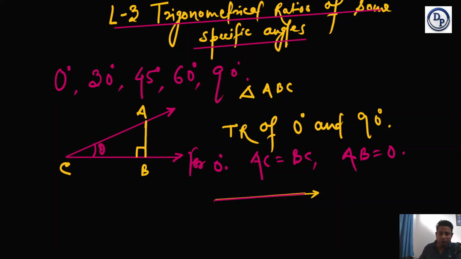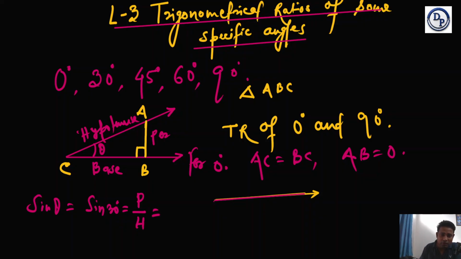Now what we do, we know this triangle. If you are talking about this angle, then because of this angle, this side will become the base, and this becomes the perpendicular, and obviously in front of the 90 degree there is the hypotenuse, so I write it as hypotenuse. Now we start writing all the ratios. As I told you, sine theta, that is sine 30 degree, is p by h. In this case, what is p?